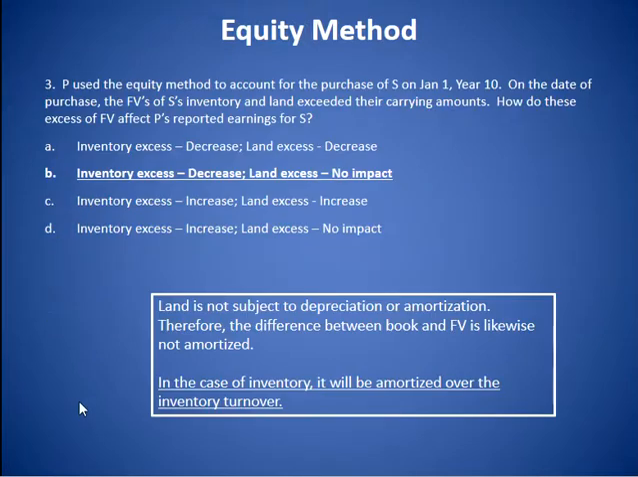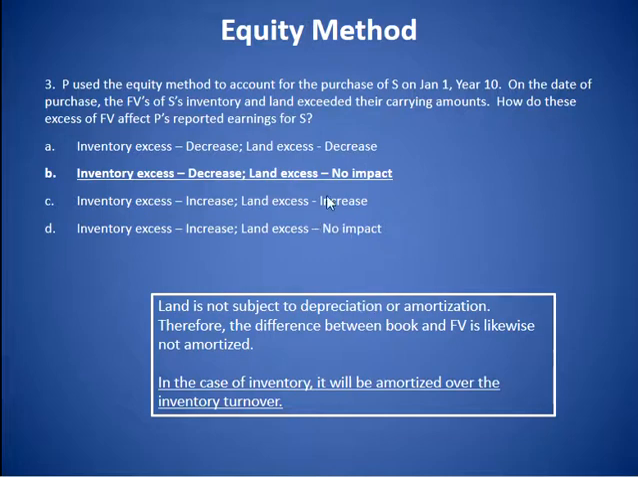Okay, let's take a look at the answer for number 3. How do these excess of fair values affect P's reported earnings for S? And the answer is B. The inventory excess would decrease the reported earnings for P, and in the case of the land excess, there would be no impact. Now, as we analyze this, I think you'll understand what's going on here, and you'll be able to apply it to other similar situations.